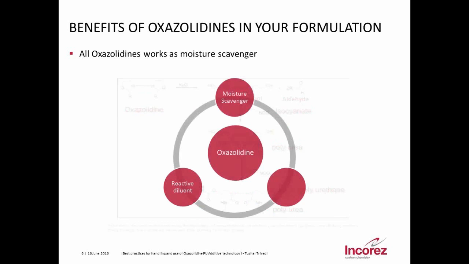Now, depending on the structure of oxazolidine, it exhibits different functions. For example, along with being a moisture scavenger, it also works as a reactive diluent in some of the systems. As a reactive diluent, particularly in two-component systems, it produces a low VOC high solid PU coating system, and it also works as a latent curing agent for one-component systems, where it promotes faster through cure.